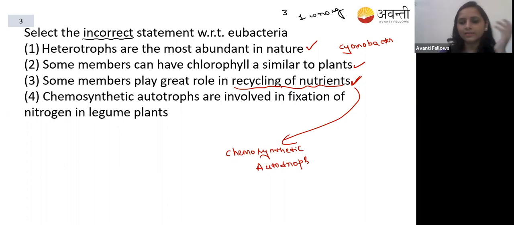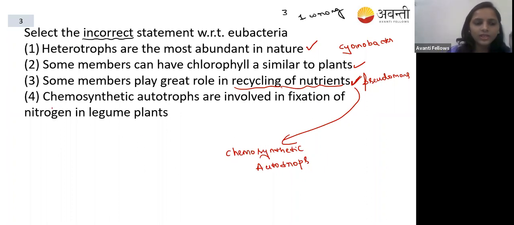Some bacteria are there that we use, for example Pseudomonas. Pseudomonas is helpful in decomposition. Then coming to the fourth option, chemosynthetic nitrogen in the legume plants. Some of them will get confused here. This is a wrong option, guys.